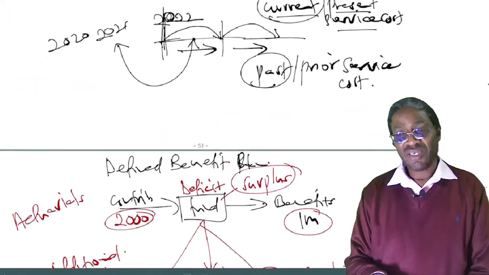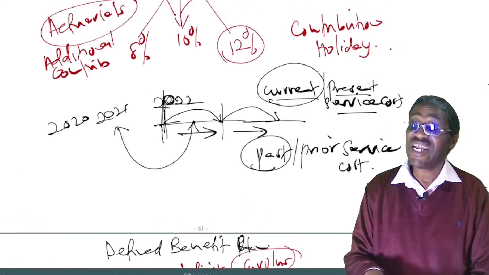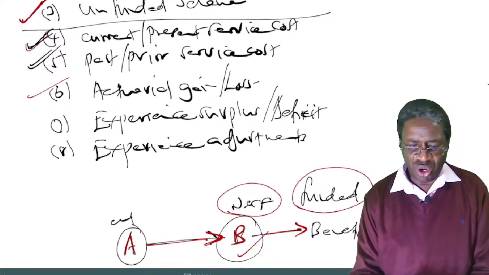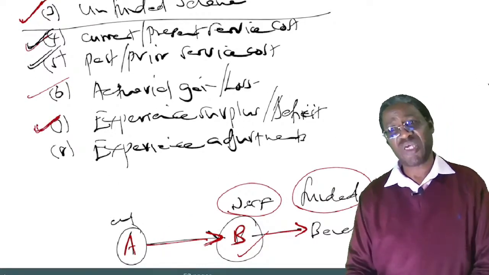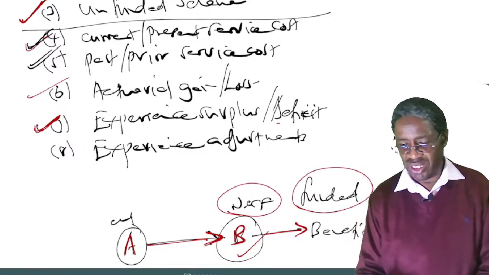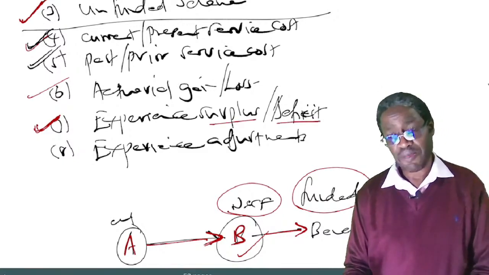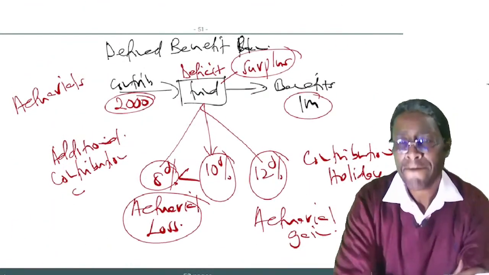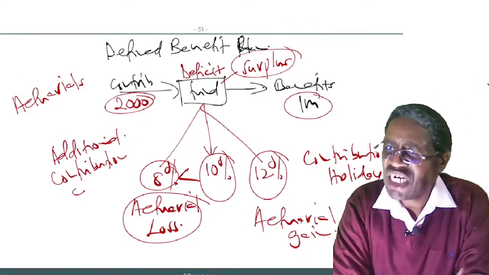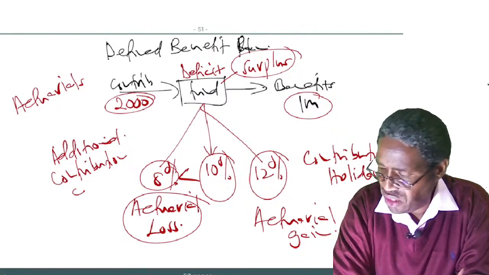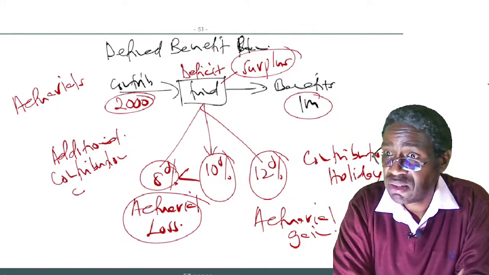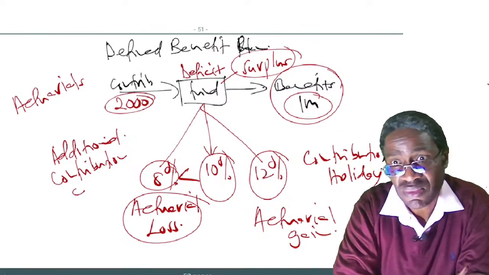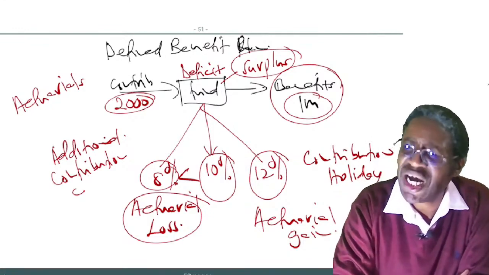Good. Now, I want to take you to the next one because it's related again. The next term we want to talk about is what we call experience surplus, and also experience deficit. Let me take you to the same chart. In a defined benefit plan, the benefits are defined. They are known in advance. But the contributions are not defined.